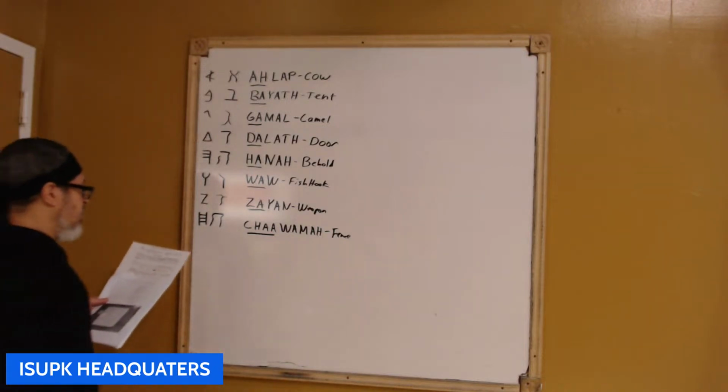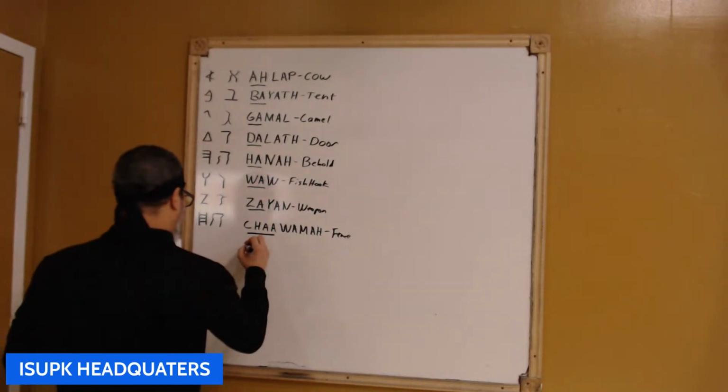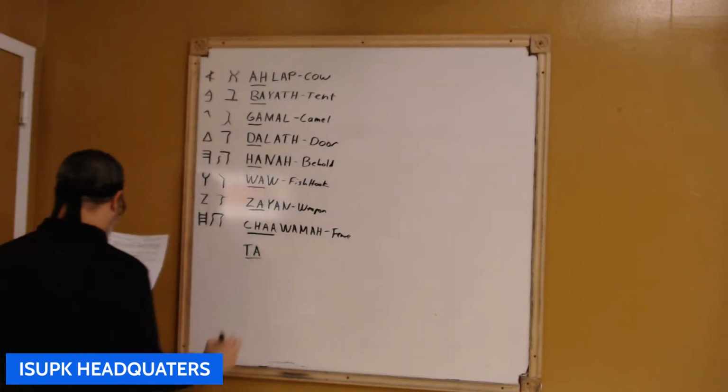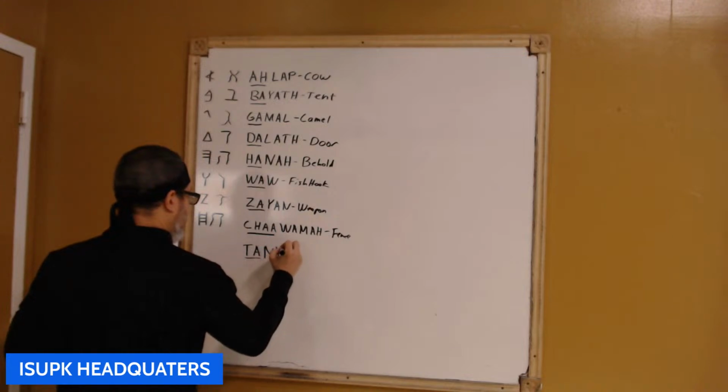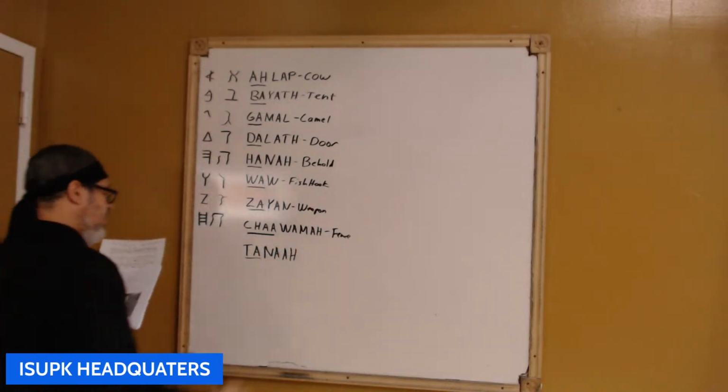Next we have is Tana, or Tana. So we have the Ta sound. It's Ta, na, ah. And Tana ah is basket.